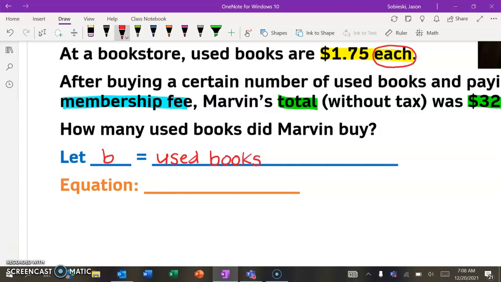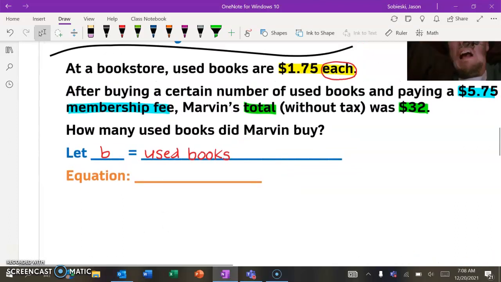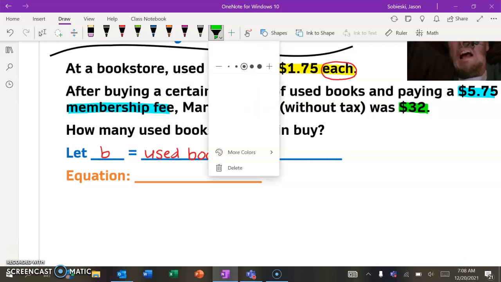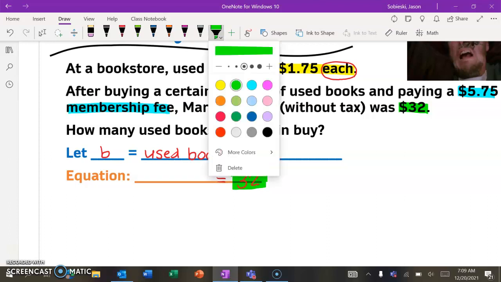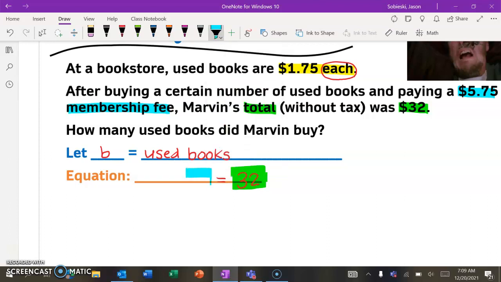And now we just have to take this information and write our equation from it. So I use these colors with the highlighter intentionally because in this example, of course, the green, the $32, is going to be our total. Right? That's the total for the bill. But we need to think, well, what things contributed to that bill? Well, in blue, we had the membership fee. Does that membership fee depend on the amount of books that Marvin buys? It doesn't, right? It's just $5.75 no matter what.